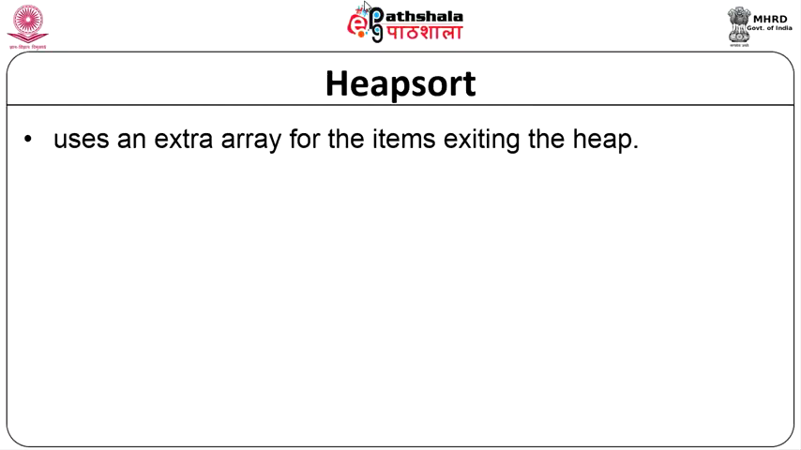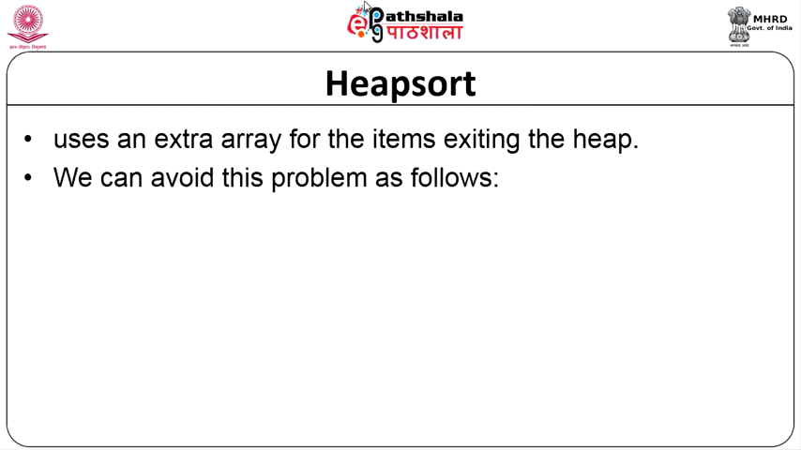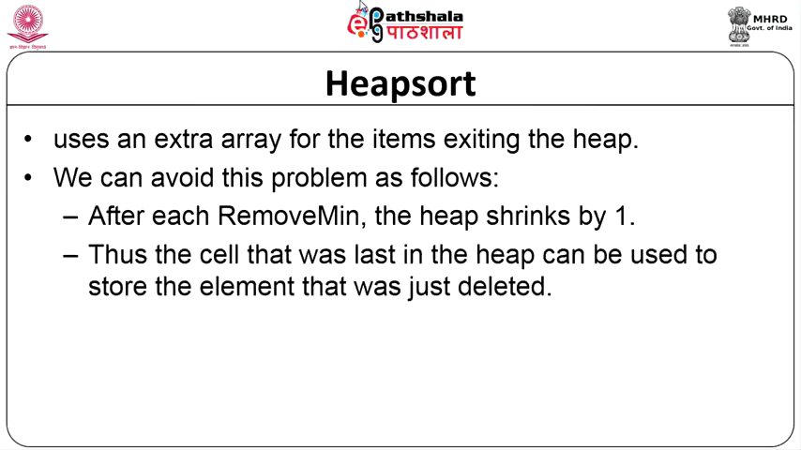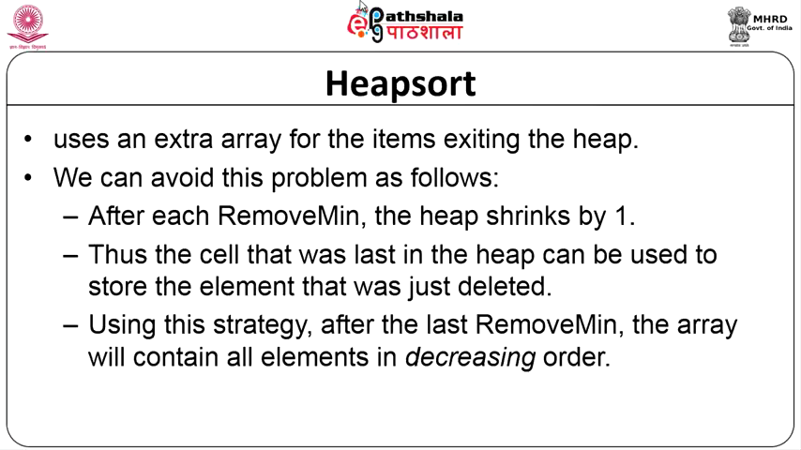Remember, the heap is represented as an array, and we can avoid this problem also by shrinking the heap by 1 after each removal, and that cell which was last in the heap can be used to store the element that has just been deleted. So, using this strategy, after the last removal, the array will contain all the elements in decreasing order. So, instead of using 2 arrays, you can use the array cell left because of the removing, and that can be reused. So, that is another way of avoiding an extra array.